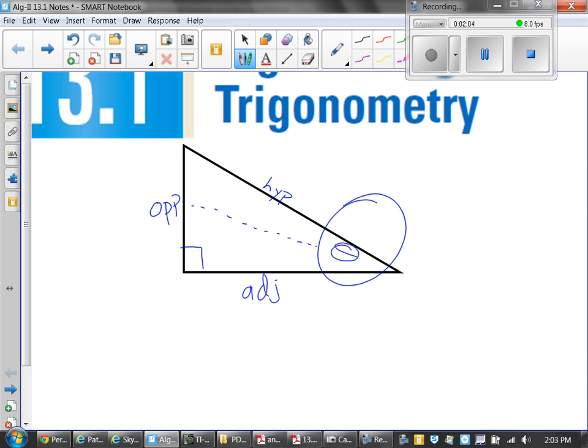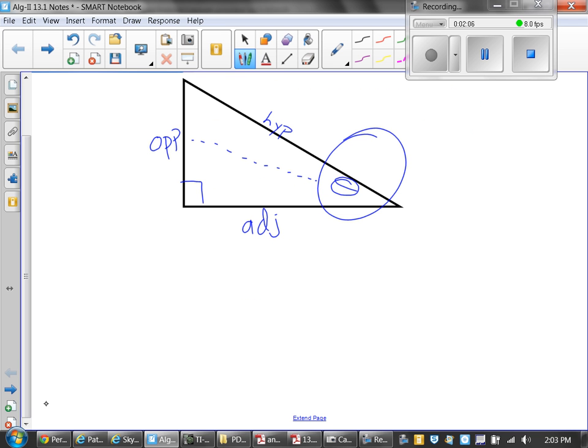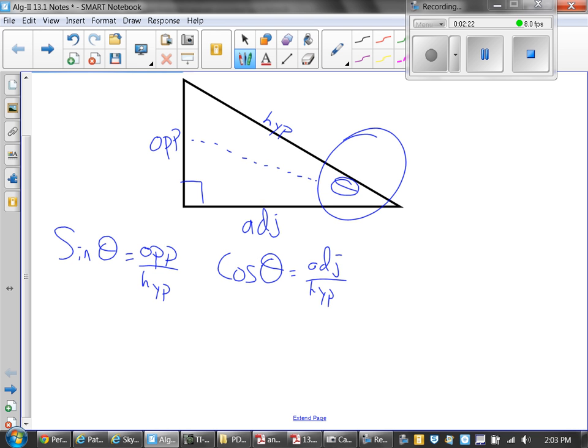Remember, when we're talking about our trig functions, we're looking at sine, cosine, and tangent. So what is the sine of theta? Good. Opposite over hypotenuse. What is the cosine of theta? And then last but not least, the tangent. Wait, what's adjacent over opposite? I lied. What is adjacent over opposite? Cotangent. I'm going to talk about that in a second.